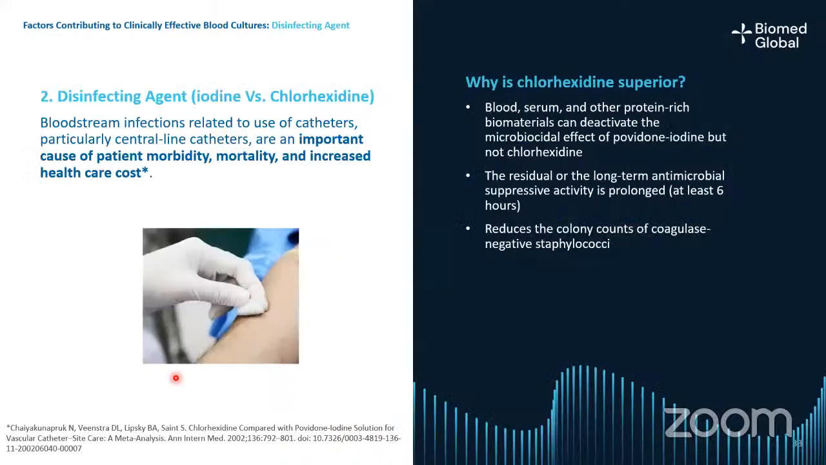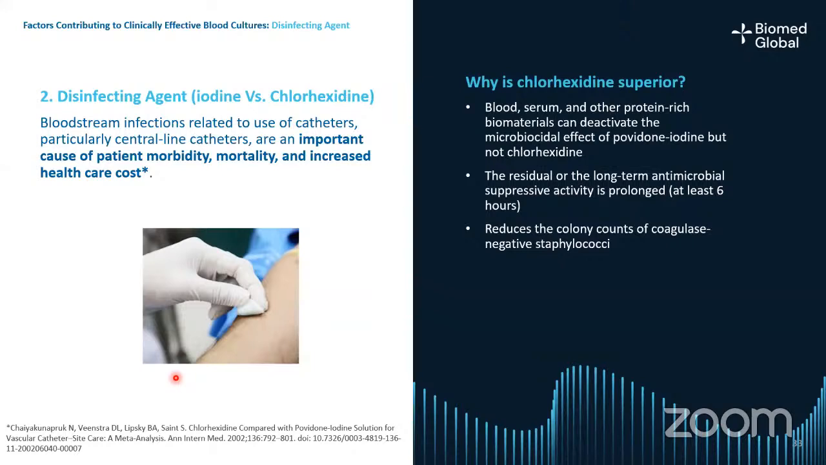All right, so let's move on to the second factor, which is disinfecting agents, iodine versus chlorhexidine. Chlorhexidine is a lot more superior than povidone iodine when it comes to blood cultures. The reason for this is that certain blood, serum, and protein-rich biomaterials can actually deactivate the microbicidal effect of povidone iodine, but not of chlorhexidine.